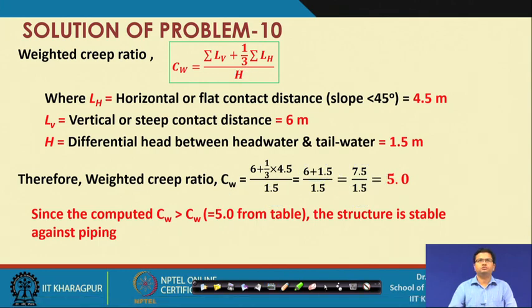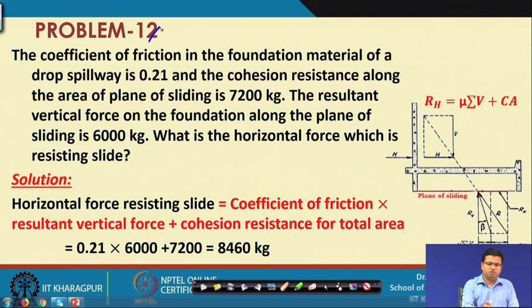Now, we will solve the next problem. So, this is problem 11. The coefficient of friction in the foundation material of a drop spillway is 0.21. So, coefficient of friction mu is given, and the cohesion resistance along the area plane of sliding is 7200 kg. So, that is equal to C A, if you remember what you have studied. So, it is 7200 kg equal to C A. The resultant vertical force on the foundation along the plane of sliding is 6000 kg. So, sigma V here is equal to 6000 kg.